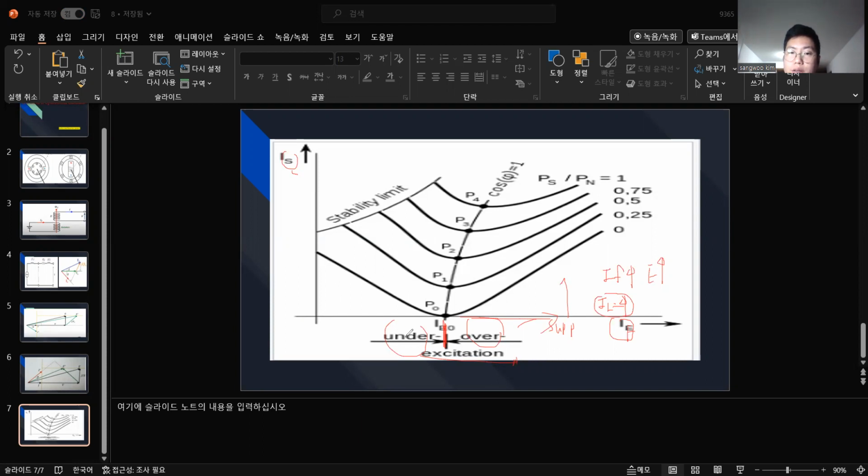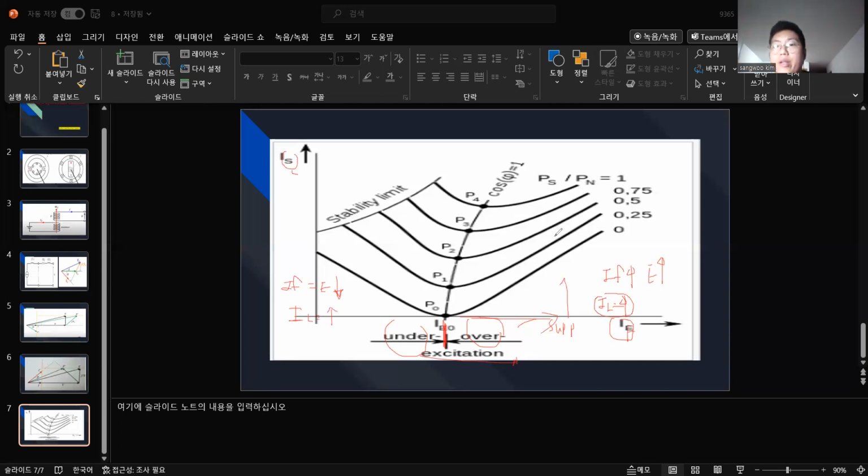And here, under excited, we reduce IF, which means E is also reduced. We absorb reactive power, right? E is also reduced, but I load is increased. So we will draw this V curve.